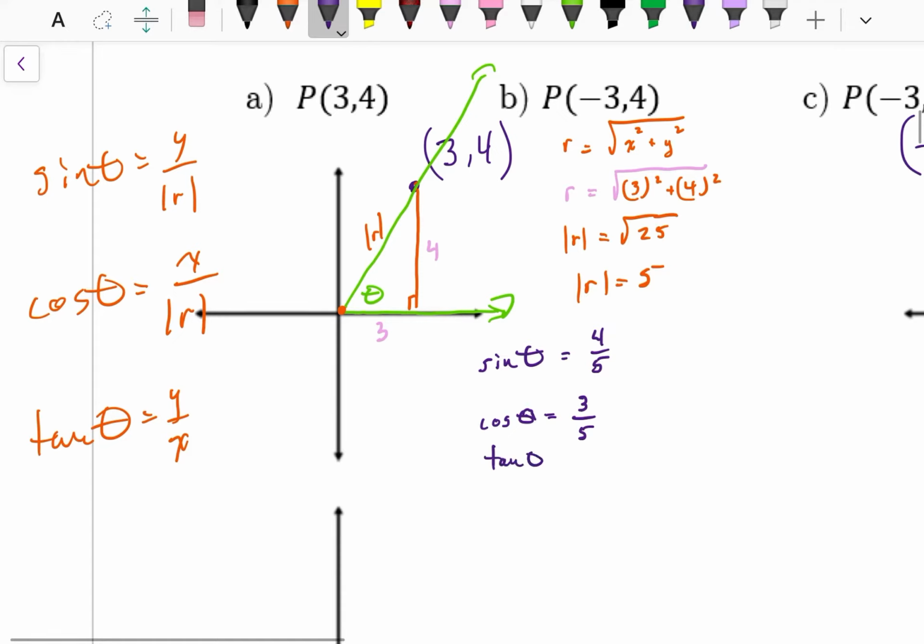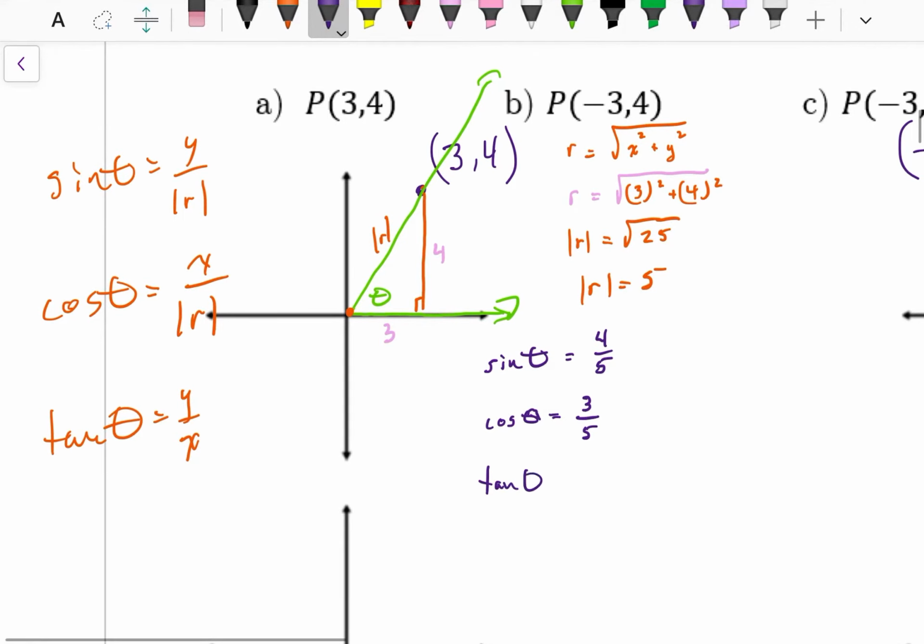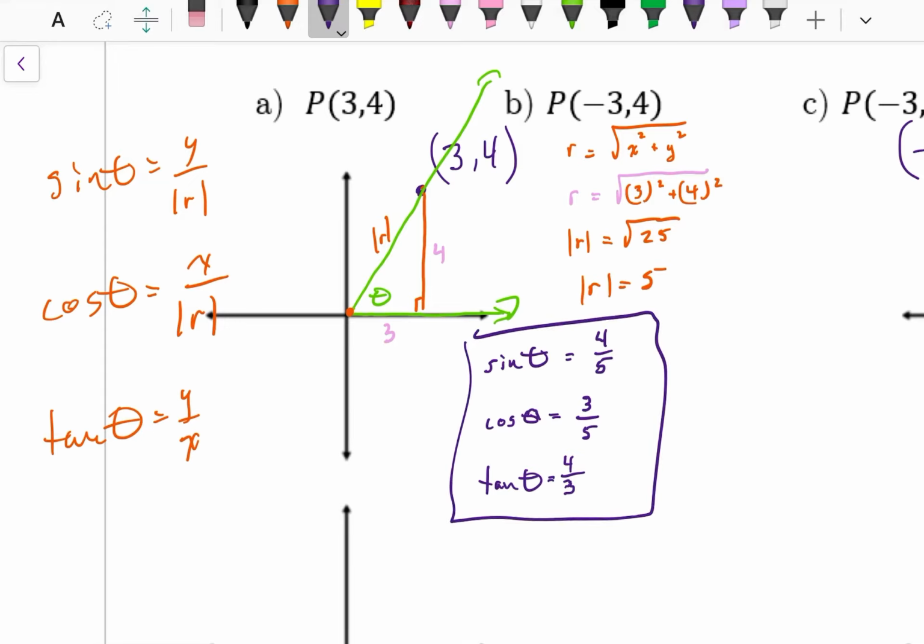Tangent theta is going to be my y-coordinate divided by my x-coordinate, 4 over 3. And this might be a great point to realize that's why we call these trigonometric ratios, because they are actually ratios. The sine ratio is 4 over 5. And I know some of you will want to reach for your calculator and say, oh, the sine ratio is 0.8. Well, yeah, but it's 4 over 5, as in the opposite over the hypotenuse.